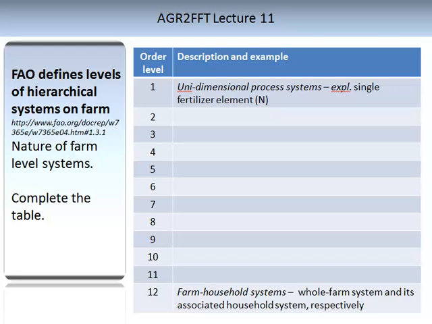So order level 1 of a hierarchical system, the farm, is a unidimensional process system. For example, it could be a single fertilizer element such as nitrogen. You can fill in descriptions for hierarchical levels 2 through to hierarchical level 11. The highest order level is 12 in this system, and this is the farm household system. An example of this is a whole farm and its associated household respectively.